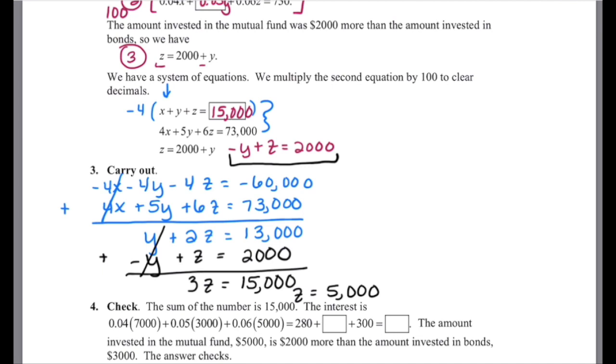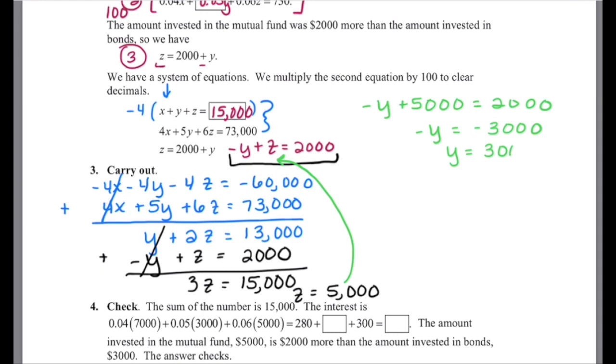So we know the amount that we have invested in the mutual fund. We just need to find the other values. To find the other values, we can easily substitute Z into any one of those equations. So I'm going to replace Z in this one so I can identify Y. Negative Y plus 5,000 is 2,000, or negative Y is equal to negative 3,000. Therefore, Y is equal to $3,000. We now know that the part that we put in the bond is $3,000.